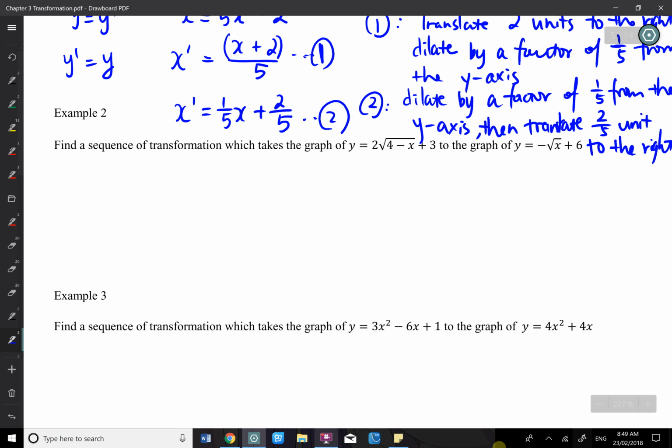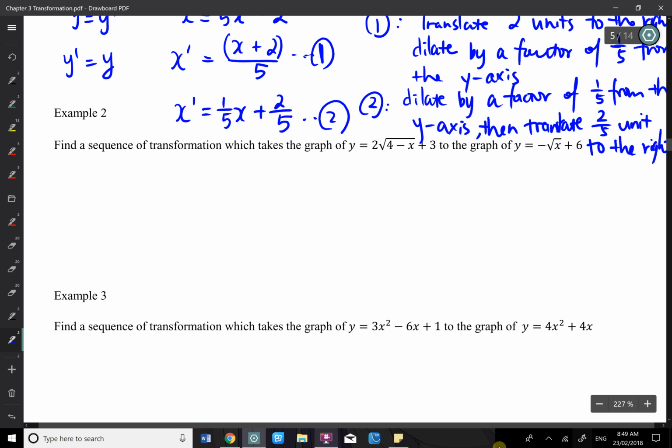If you look at the second one, this is which make this graph to that graph. So this is the original graph.